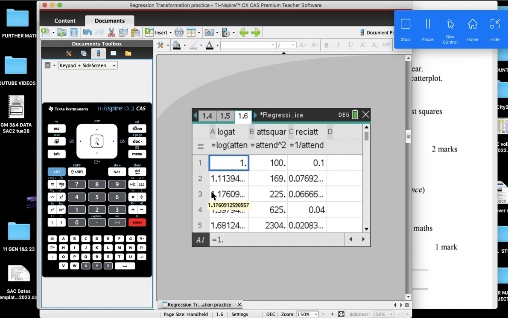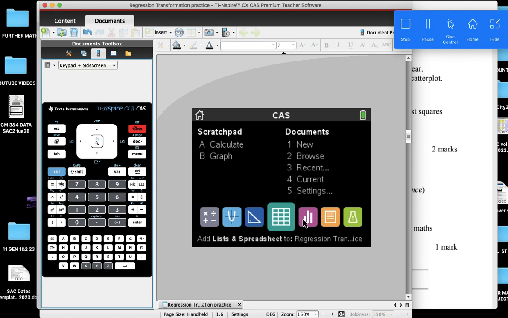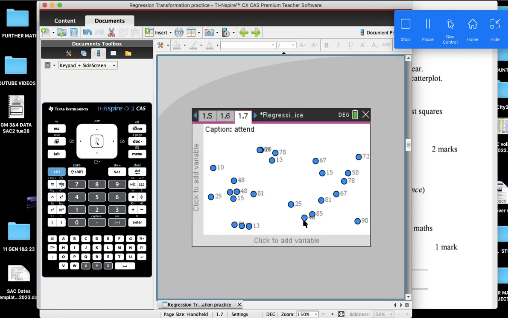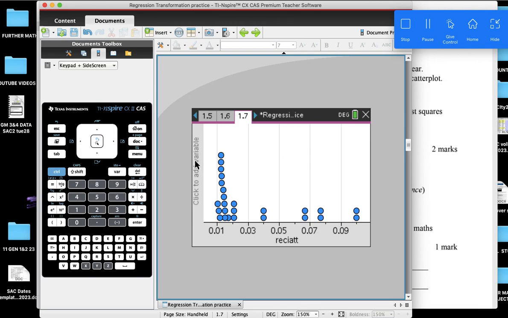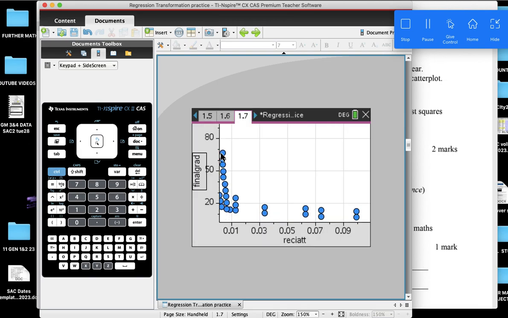All right, so we do that. So let's test. What I'm going to do is test the first transformation that I did, which was reciprocal A, so attendance. Here, that was that one. I didn't change the Y, so it's still final grade. Even though this is transformed, it still looks a little bit curvy. This is why you must check the residual plot.